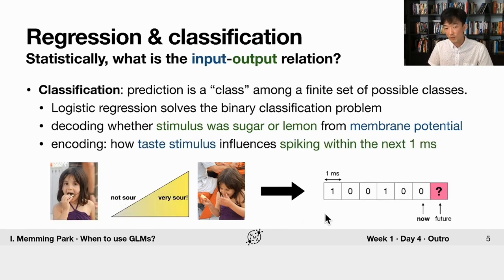You can also do it the other way. If you're trying to see how much the intensity of sourness influences the spiking, let's say you have a spike with one here, no spike is zero. At the current time, there was no spike, and you want to predict in the next 1 millisecond whether or not the neuron will spike, depending on the influence given by the sourness of the stimuli, then this would be a classification problem because the neuron will either spike or not spike, zero or one. So logistic regression can also solve this.